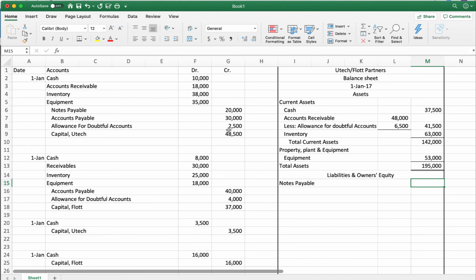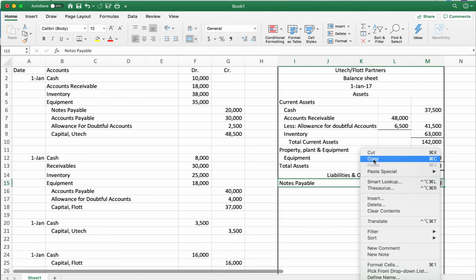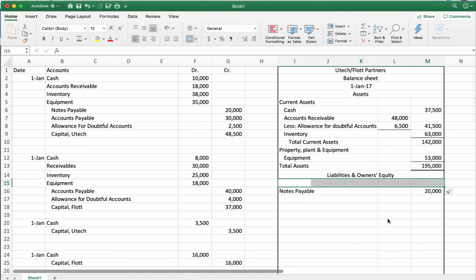Now, if we look through our journal entries, we can see that notes payable was contributed by UTEC. Float did not contribute any notes payable. So I'm just going to type in my $20,000. Okay. I messed something up. I apologize. I'm going to insert a row here, and I'm going to shift everything down. Okay, perfect.